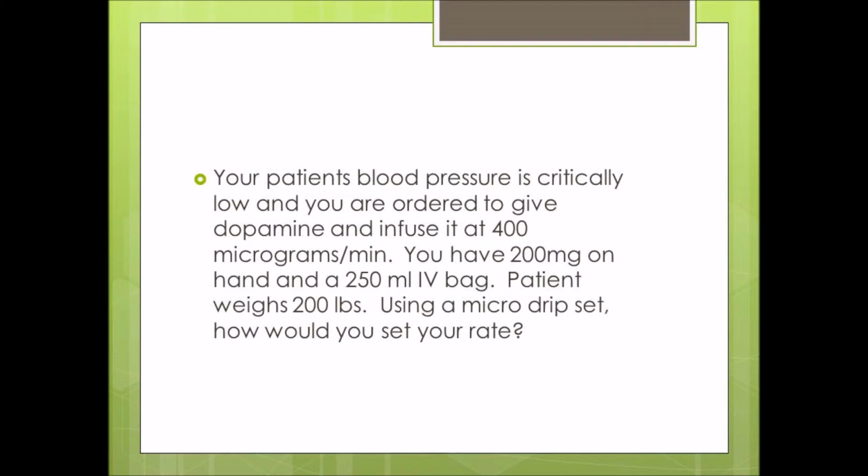So what I want to do is get you into some other samples here we did not do. So here we have 500 micrograms per minute as our dose. We have 200 milligrams on hand, and we have a 250 IV bag. Patient weighs 200 pounds, and we have a microdrip set. Again, our microdrip set is not important here. So let's set this one up.